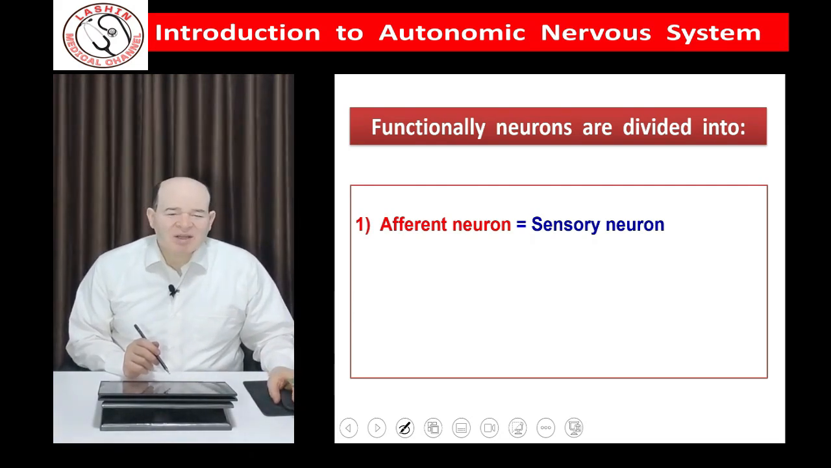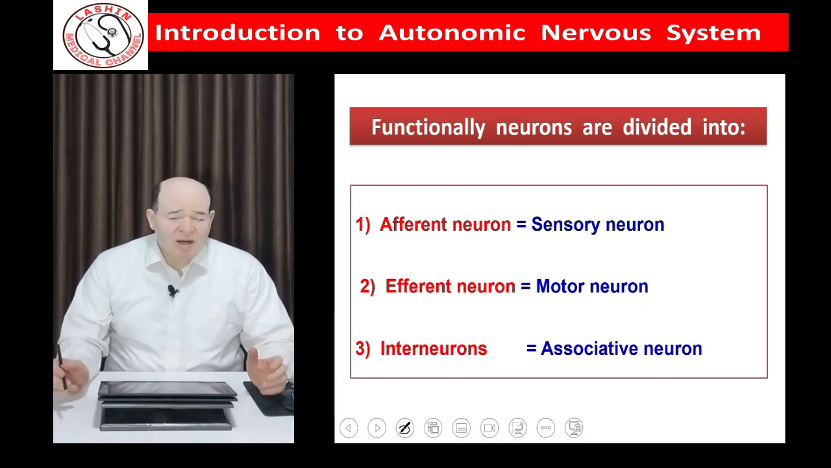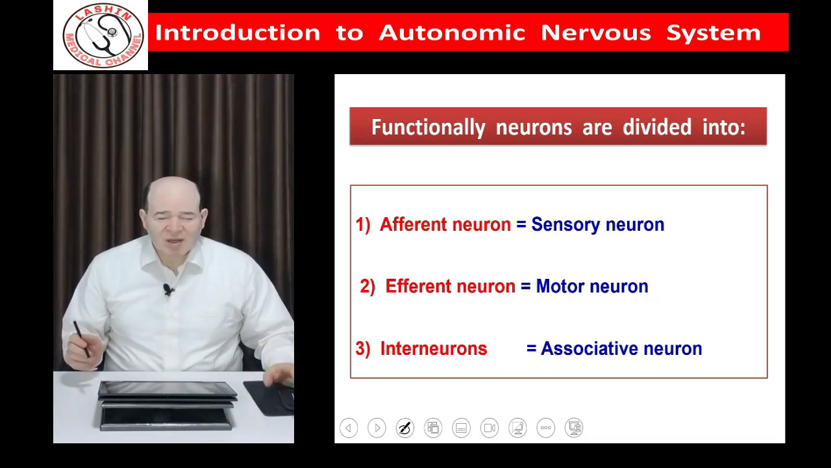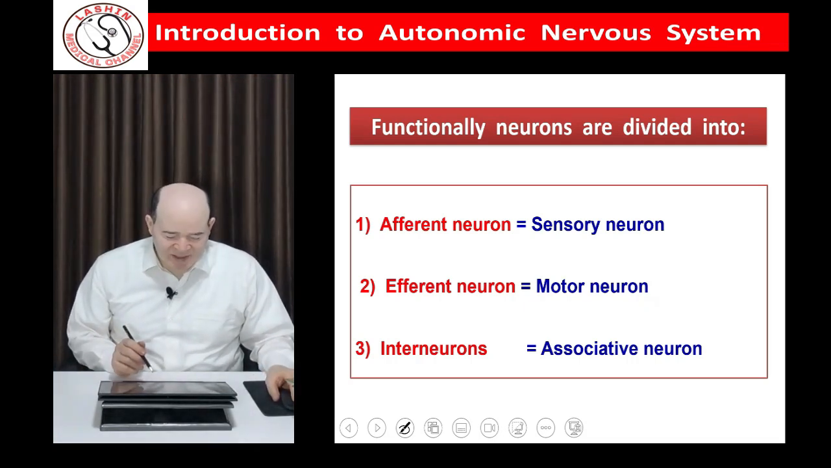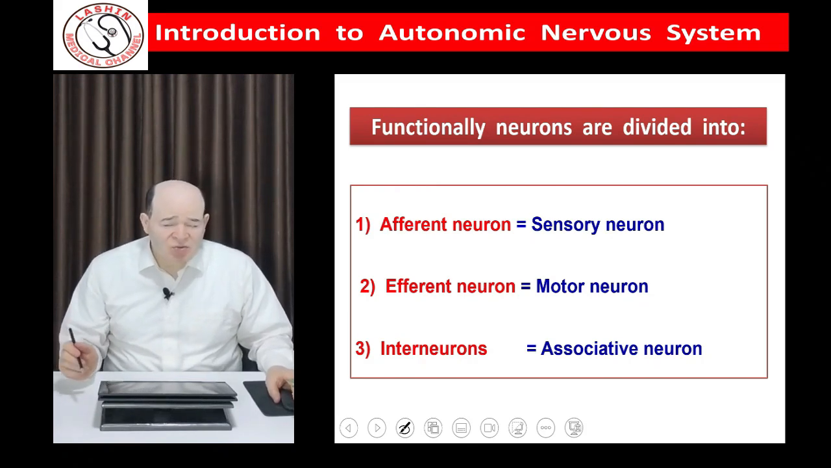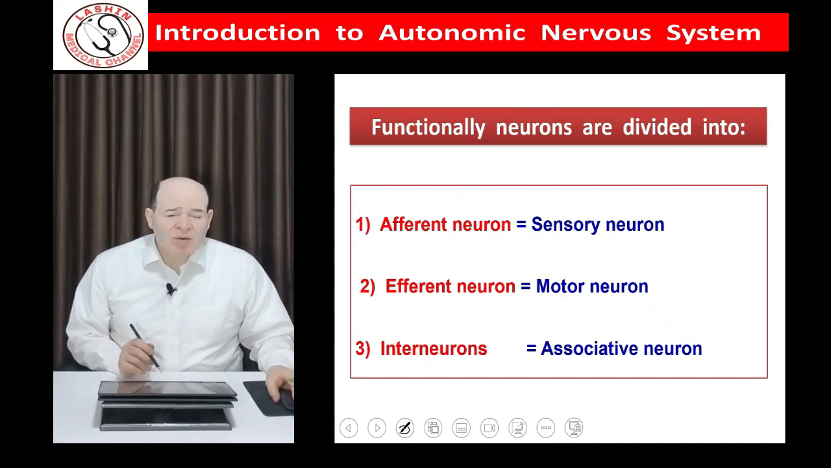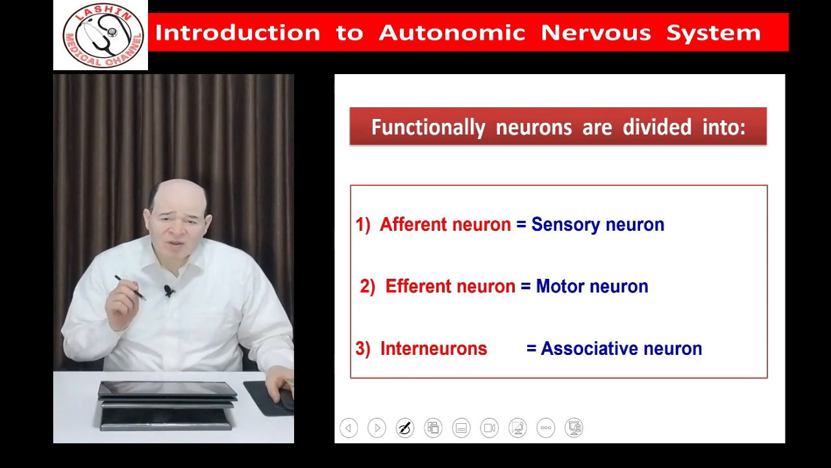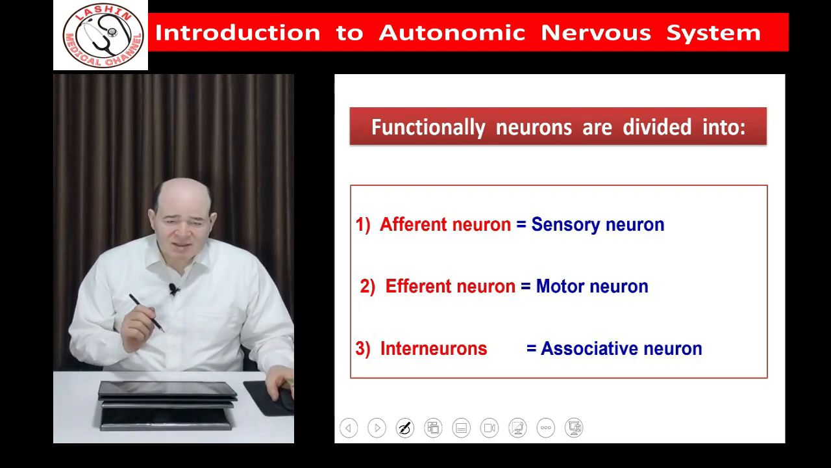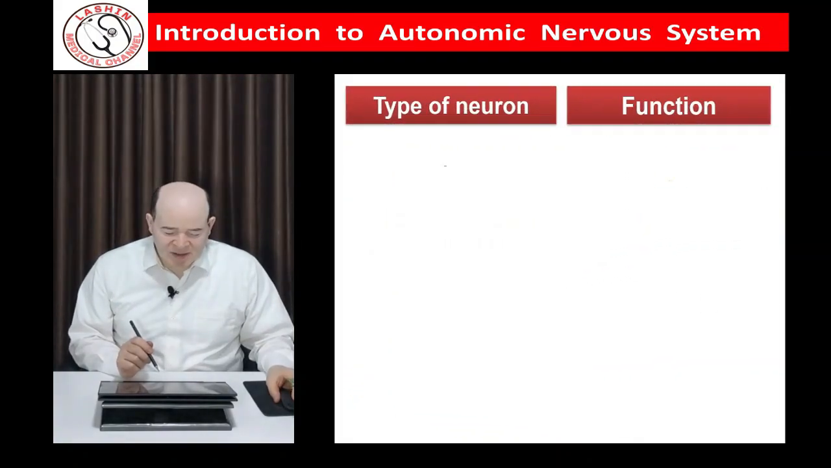Functionally, we can divide neurons into three main types: afferent neurons, efferent neurons, and interneurons. Afferent neurons are the sensory neurons which conduct impulses from receptors to the CNS. Motor neurons conduct impulses from the CNS to the effectors, whether they are organs or muscles and so on. However, interneurons form a link between the afferent and the efferent neurons within our nervous system. These cells, interneurons, lie completely inside our nervous system.